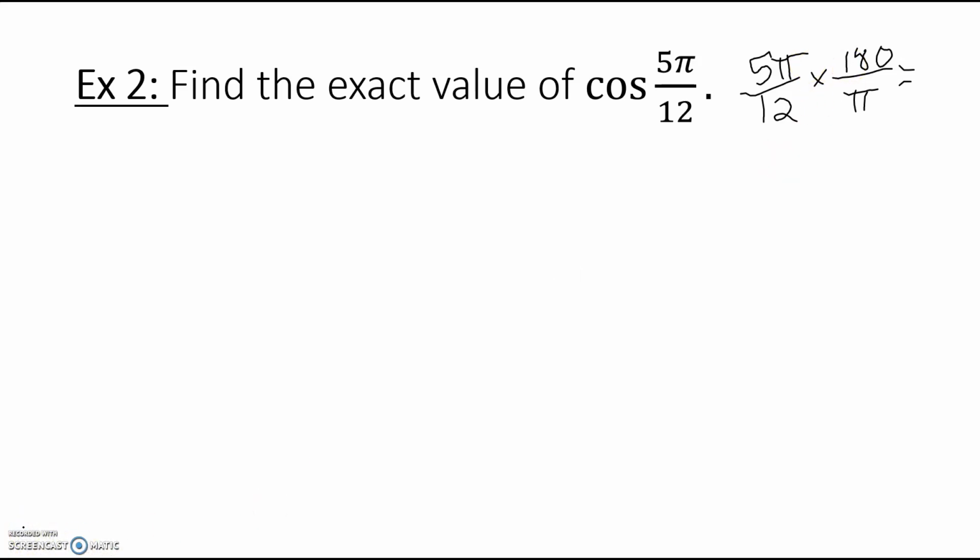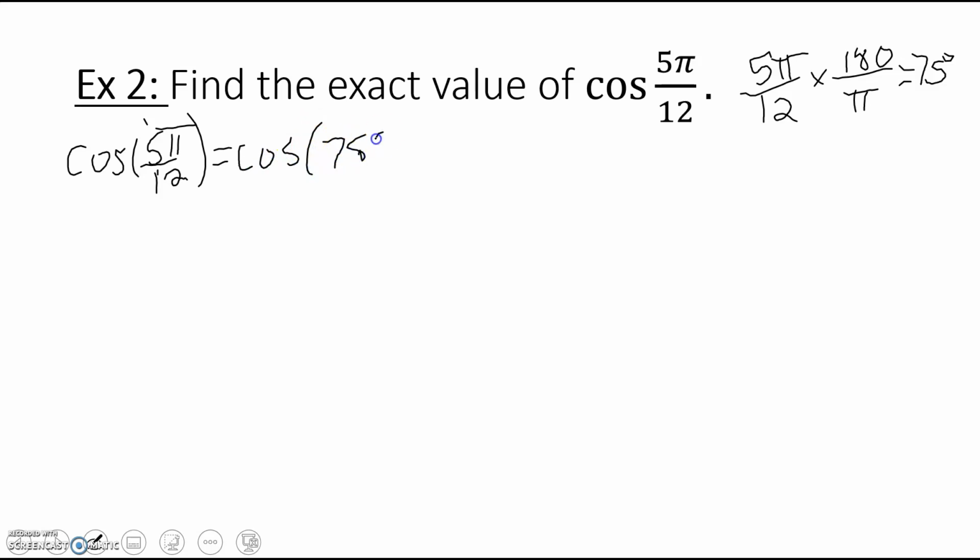Okay, so I had to erase that. This angle is 75 degrees. So now I know that I could rewrite the cosine of 5 pi over 12 as the cosine of 75 degrees, which is equal to the cosine of 30 plus 45. So I'm using two of my special angles.